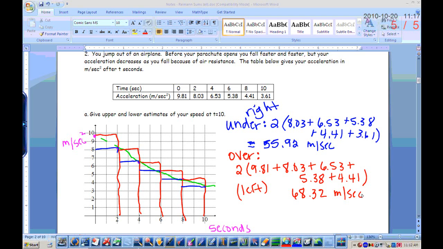Notice that for my underestimate, the heights of my rectangles, I skipped the first height and then used the rest of them in the table. On the overestimate, I started with the first one but left off the last one.